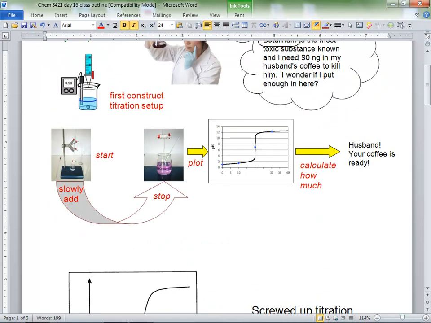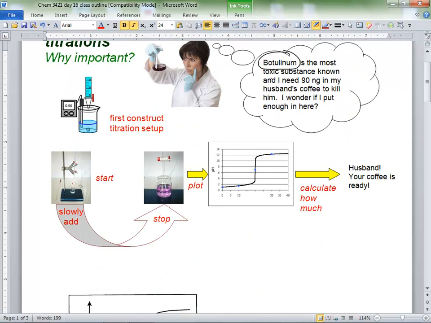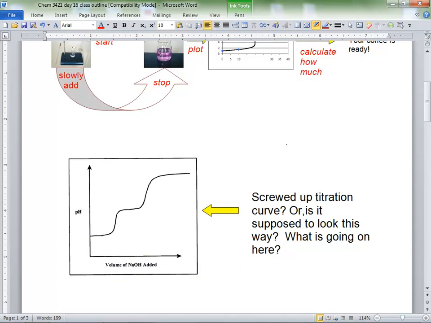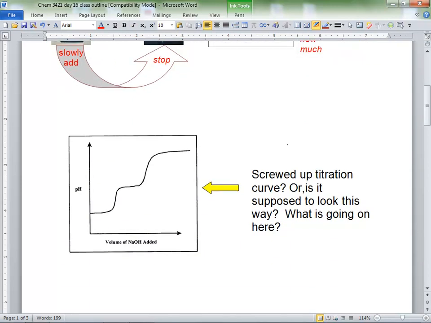So she gets her nice little pH plot. And maybe you've done a titration in general chemistry and you get these types of titration curves. But what if she would have got something like this? Destiny, do you think she would have screwed up then? Or is this an actual valid result? Can a titration curve look like that?